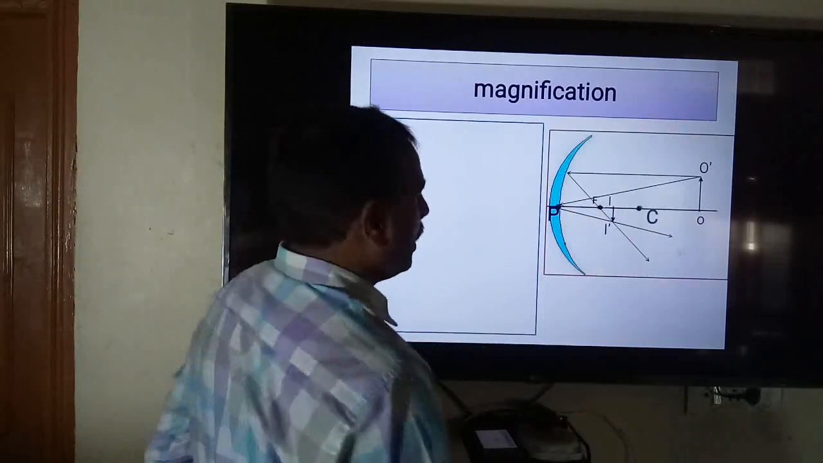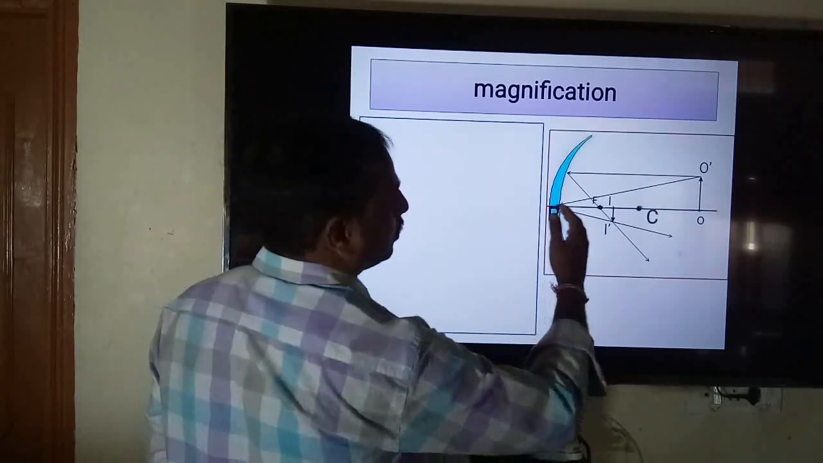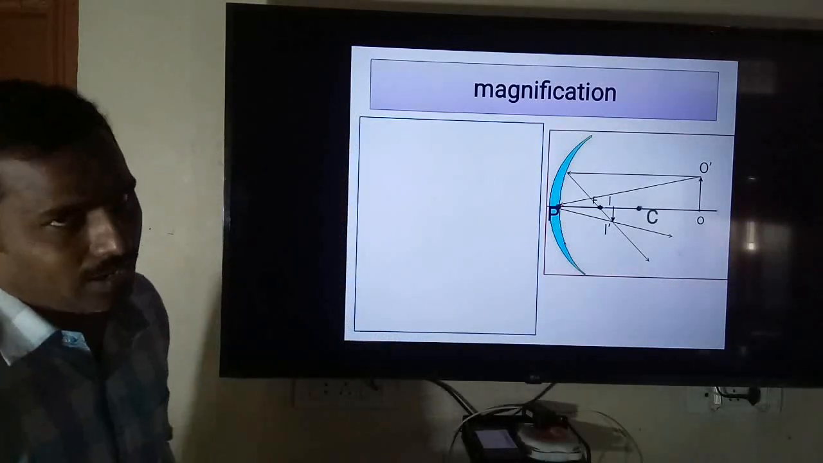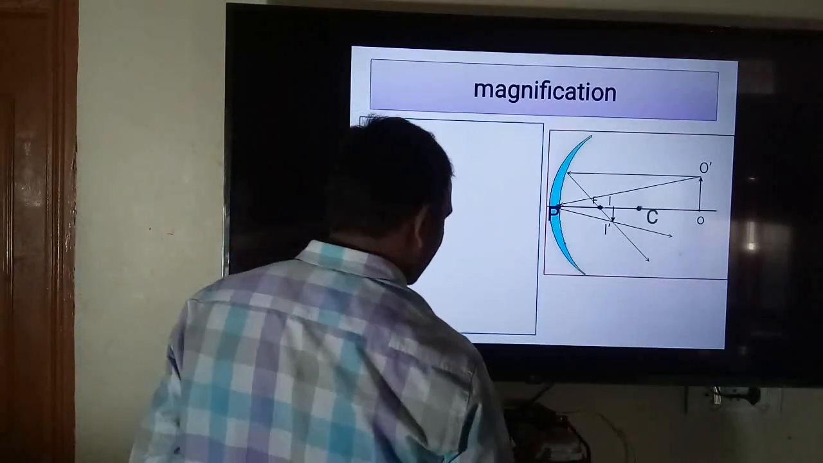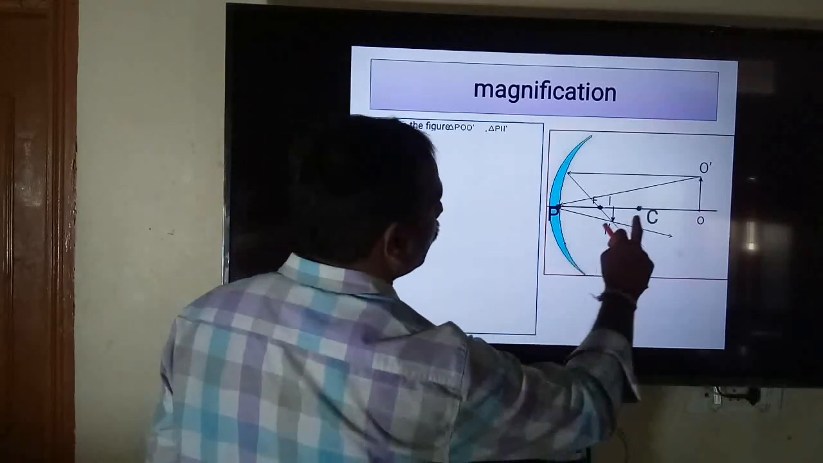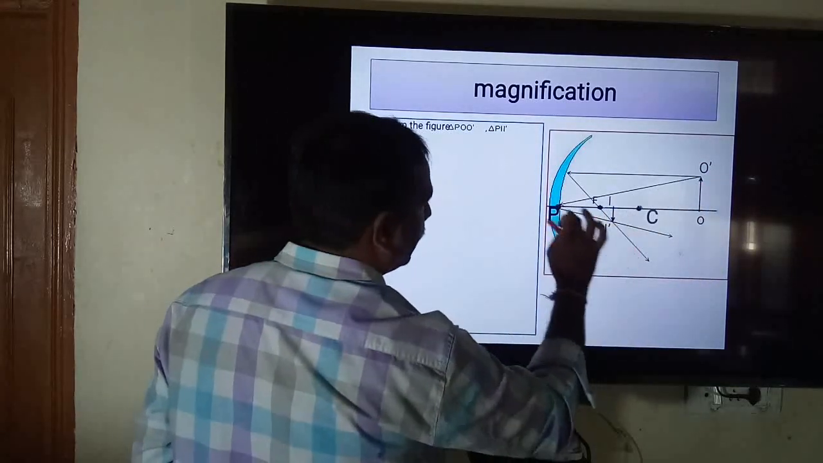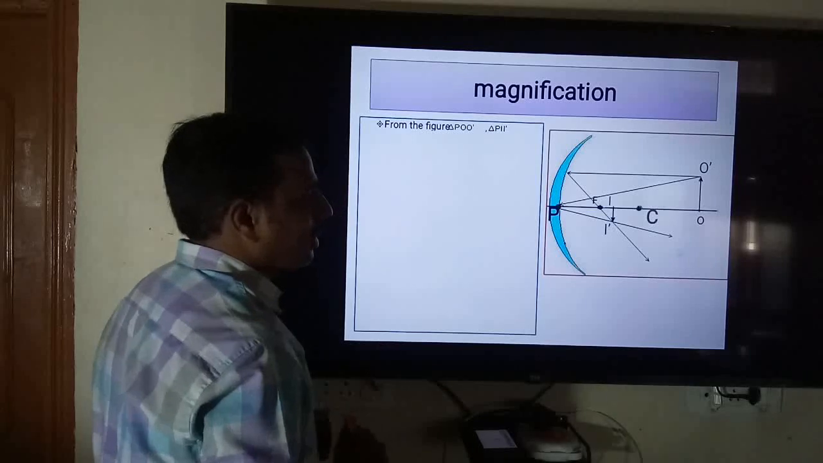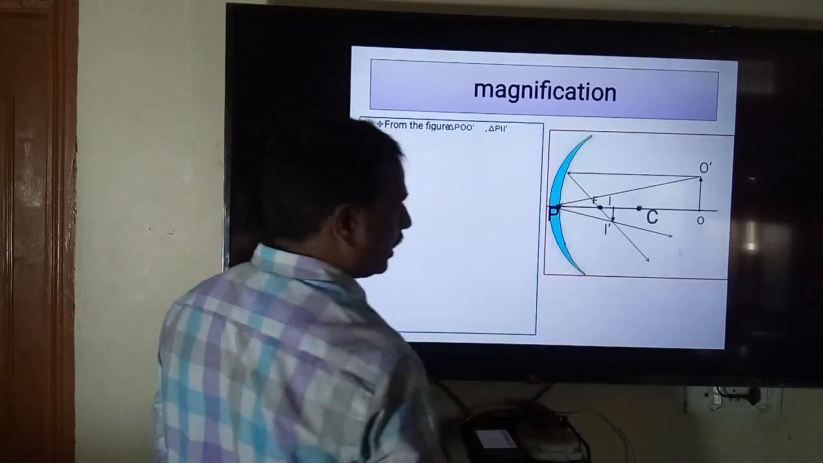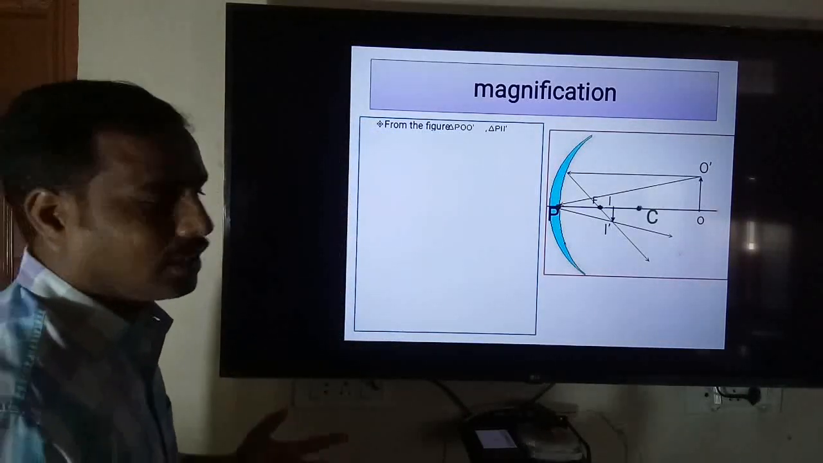If you observe here, two triangles are there, that is POO dash and PII dash. Here also we are playing with the triangles. The similar triangles concept we are using here. From the figure, triangle POO dash and triangle PII dash, these two are similar. Why similar? This is one important thing: these two angles are equal, these two angles are equal. So if any two angles are congruent, then the triangles can be similar.